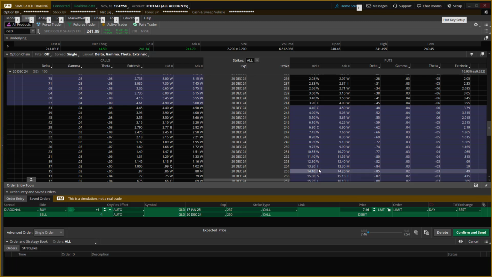Does that make sense? And that's really the only difference between a debit spread and a calendar spread. A calendar spread is in different months, and I can actually get more theta decay by going to the shorter term.